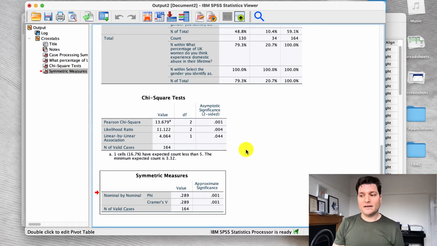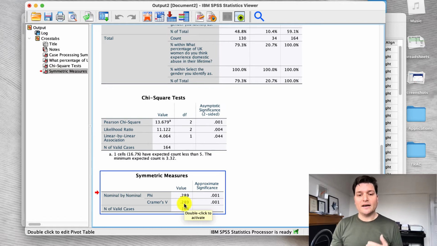because in a 2x2 grid, Kramer's V and phi are the same, but when you get above a 2x2 grid, the Kramer's V and phi can be different. In this case, the Kramer's V and phi are the same. So it's more of an interesting fact that we're using Kramer's V. So we've got 0.289. How do we interpret 0.289?